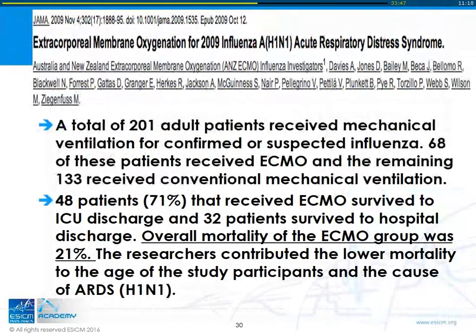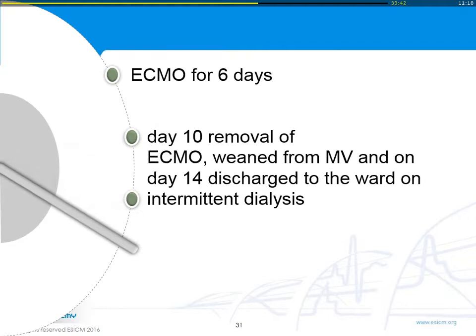This is the end. The patient was on ECMO for 6 days. On day 10, after the removal of ECMO, he was weaned from mechanical ventilation. And on day 13 he was discharged to the ward, but still on intermittent dialysis.